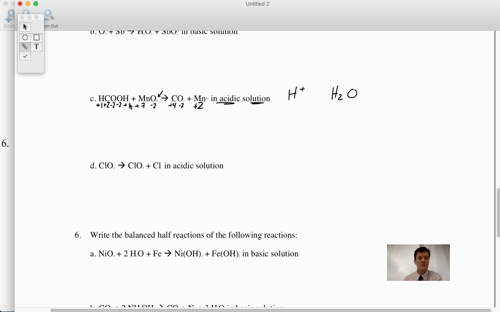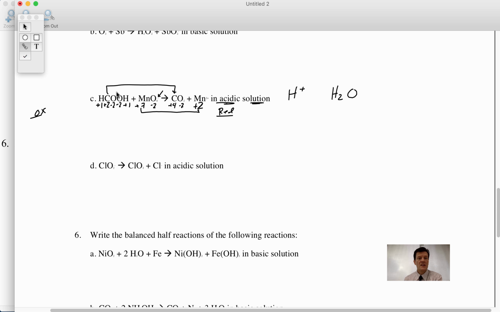Now we have to identify who's being oxidized, who's being reduced. It looks like the carbon is going from 2 up to 4, so it is being oxidized. I'm going to put it over here in the oxidation side. And the Mn is going from 7 down to 2, so it looks like it is being reduced. So I'm going to put that on the reduction side over here.